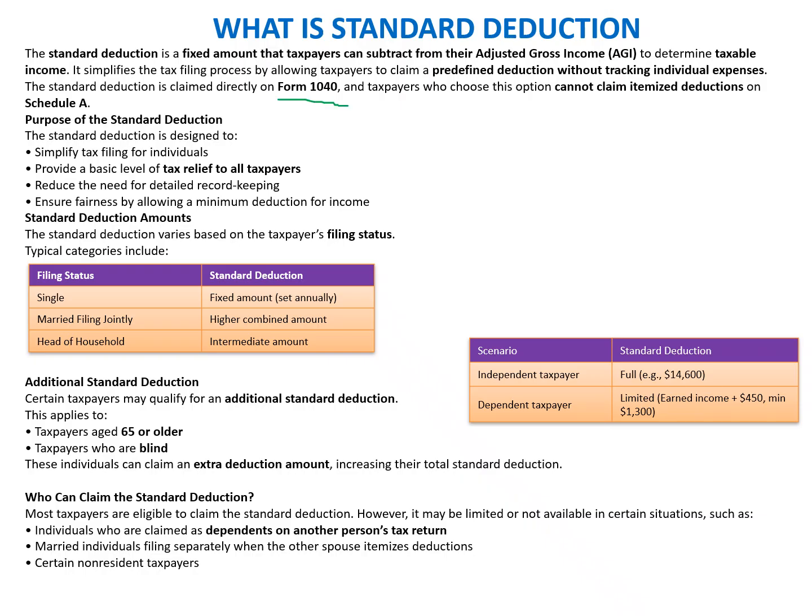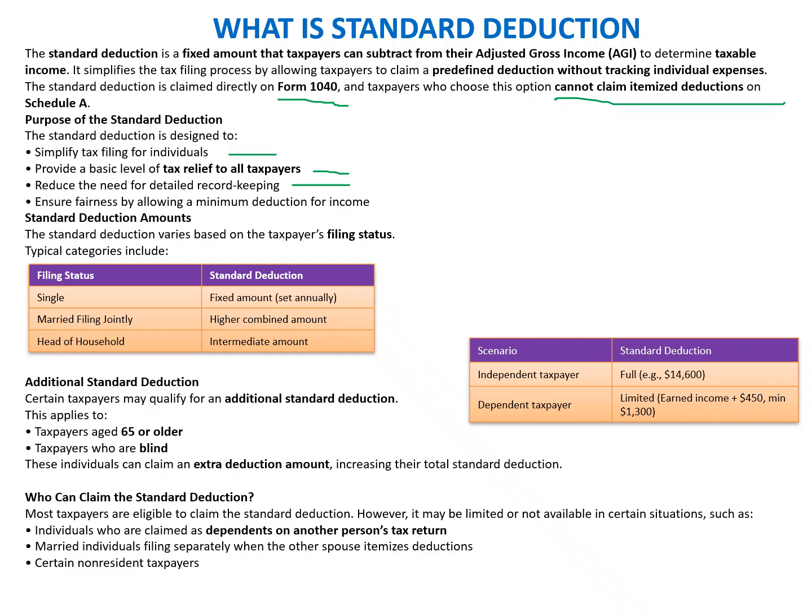And the taxpayer who chooses this option cannot claim itemized deduction. So either of the options is available; you cannot claim both deductions. The purpose of the standard deduction is to simplify the tax filing, provide a basic level of tax relief to the taxpayer, reduce the need for detailed record keeping, and ensure fairness by allowing a minimum deduction for the income. Standard deduction amount is dependent upon the filing status of the individual.